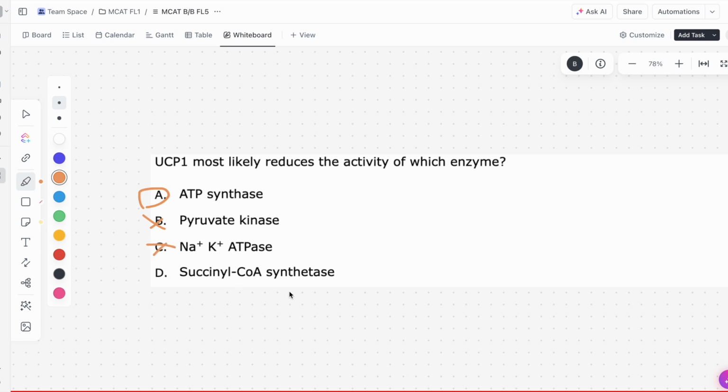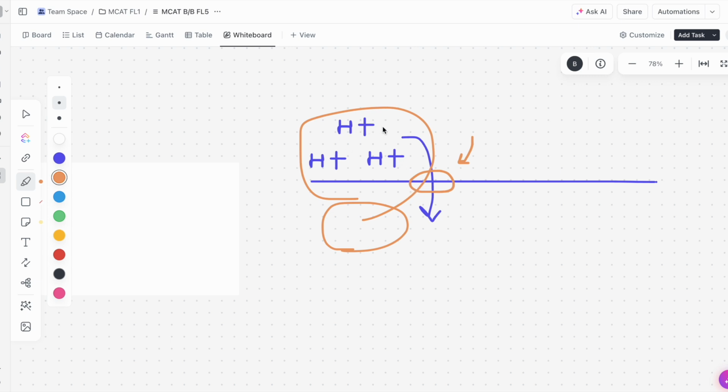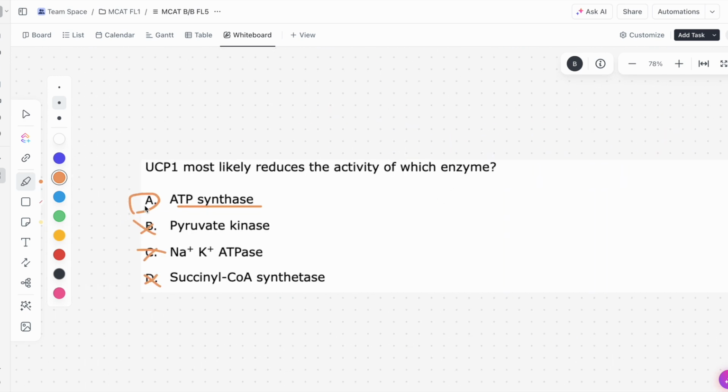And succinyl-CoA synthetase is a part of the Krebs cycle. Again, it has nothing to do with that proton gradient, with that ATP or the oxidative phosphorylation aspect of this problem, which means UCP is probably not going to be affecting this protein either. So the enzyme that's going to be most affected is ATP synthase due to this explanation. Because the protons are not coming down as much through this protein, the activity of this protein is going to decrease in the mitochondria. So the correct answer is A.